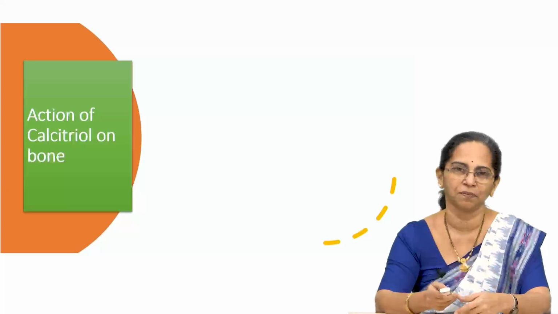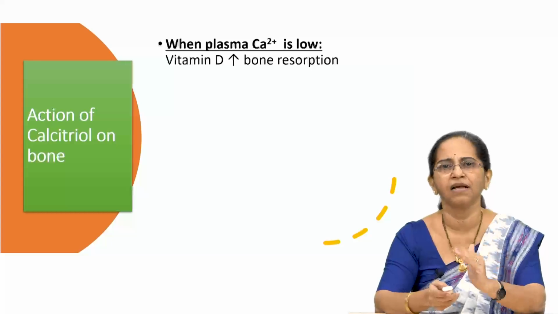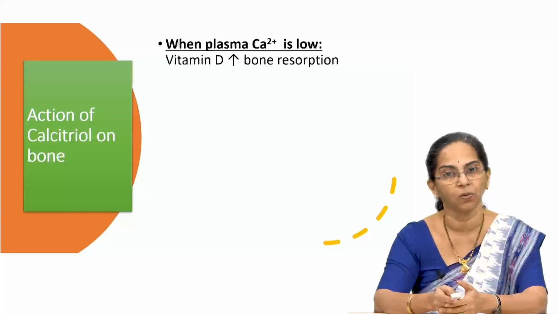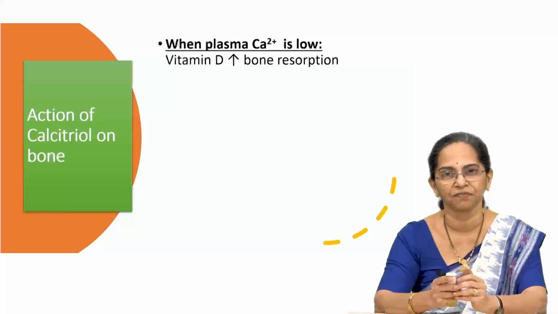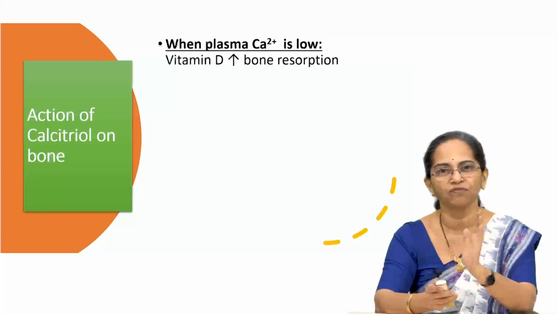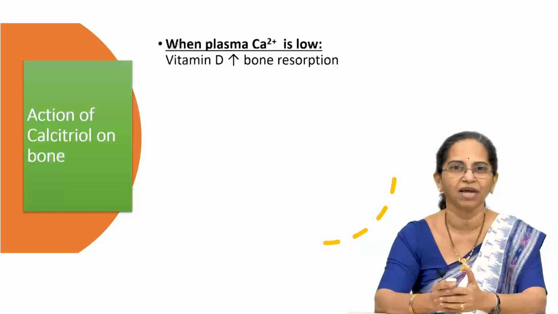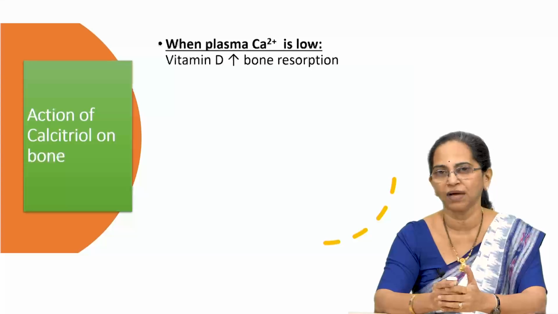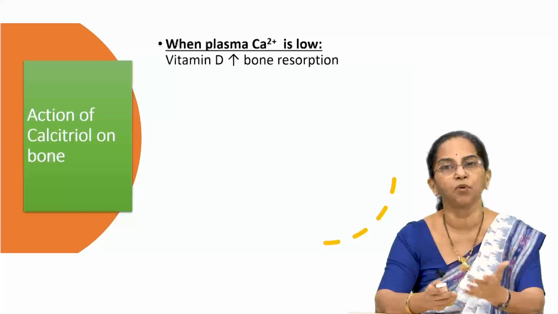Starting with bone. Let's assume a person's plasma calcium level has dropped. It has gone low. What to do? Bone is the reservoir of calcium. You need to get the calcium out of the bone so that blood calcium is maintained. We all know that when blood calcium falls, there are so many complications. We don't want that. So that's why vitamin D or calcitriol in its active form tries to increase bone resorption.